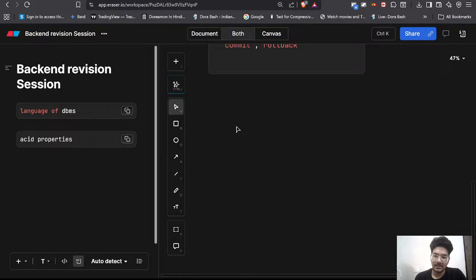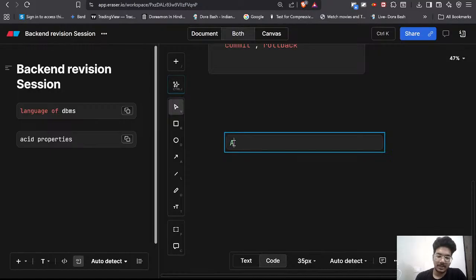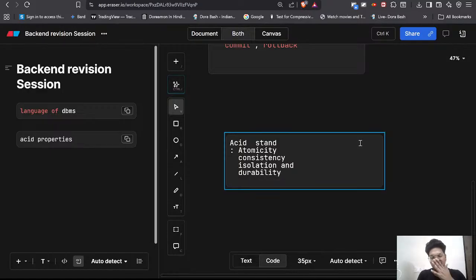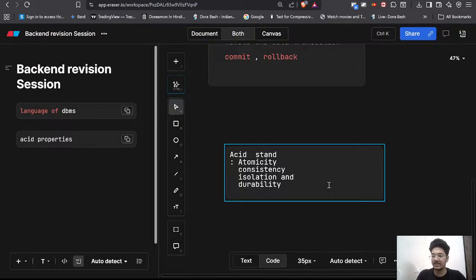Let's see what ACID stands for. ACID stands for atomicity, consistency, isolation, and the last D stands for durability.